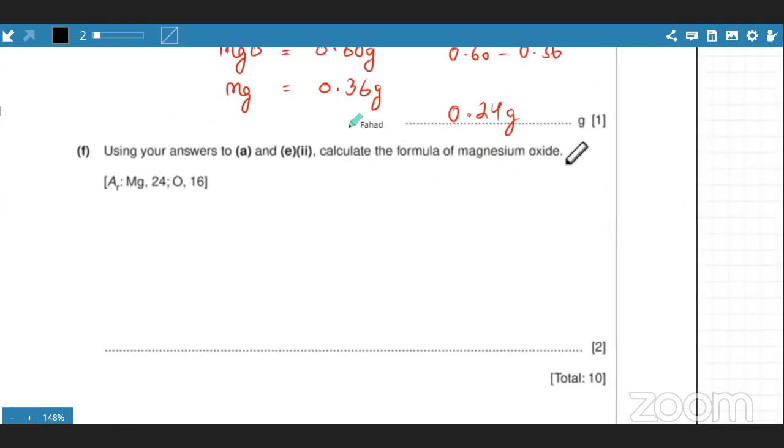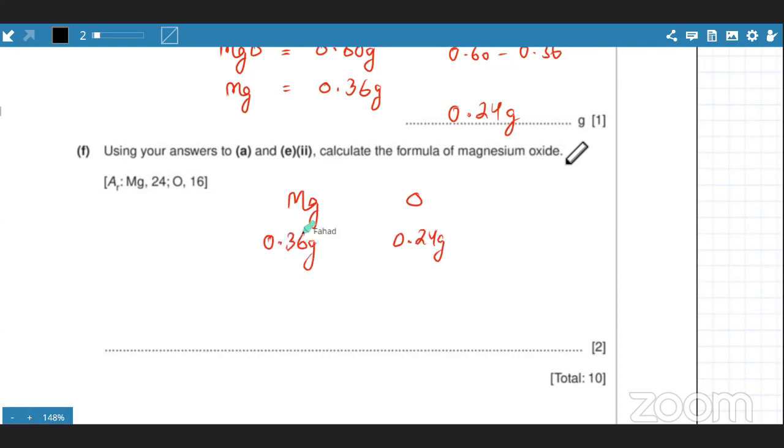And now in the last part, you're being asked to calculate the formula of magnesium oxide. So we're going to try and do that. The mass of magnesium is already known. The mass of oxygen is also known. This came out to be 0.24 grams. This came out to be 0.36 grams. These have been calculated previously.